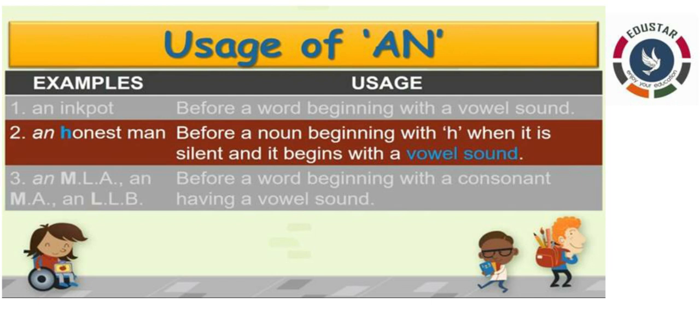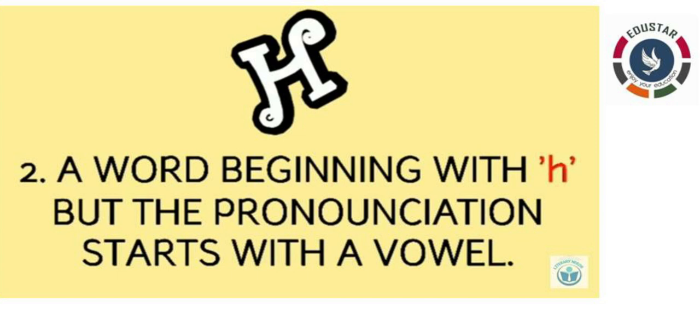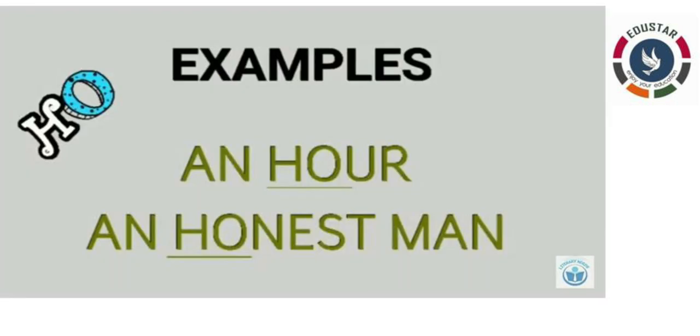Why? H is not a vowel. Can you guess? But H is silent here and it gives an O sound. Honest man. So the word begins with H but the pronunciation starts with a vowel. For example, an honest man. So it gives an O sound.